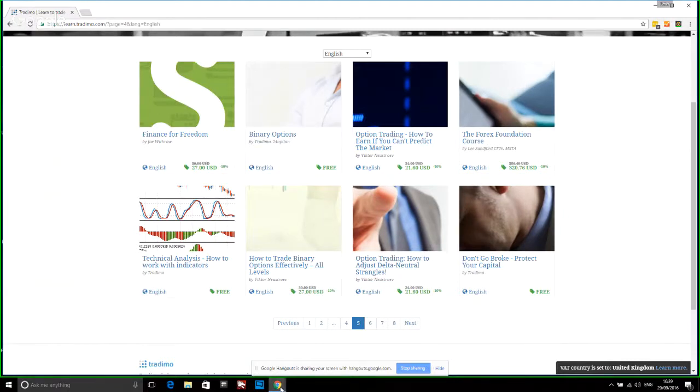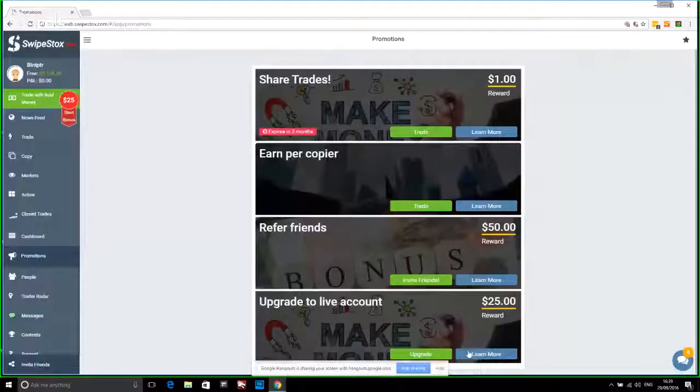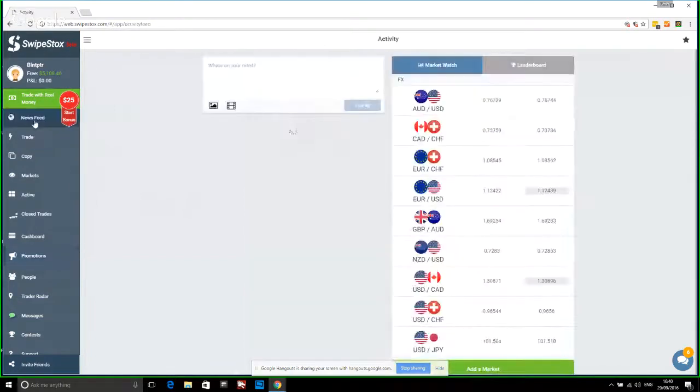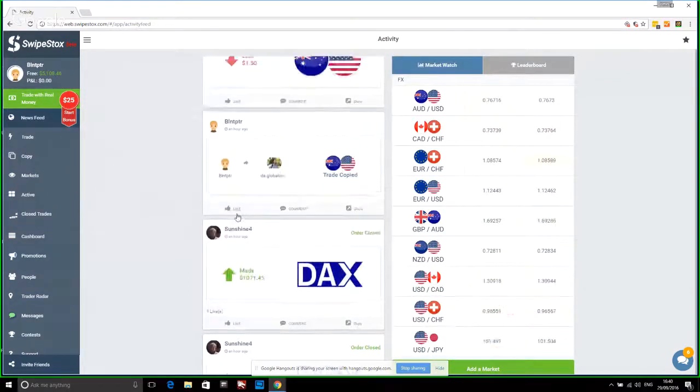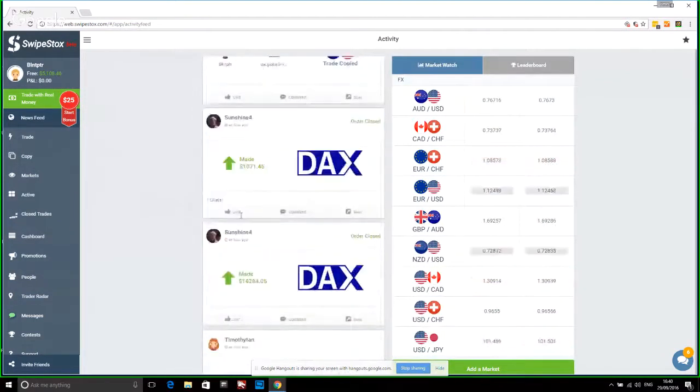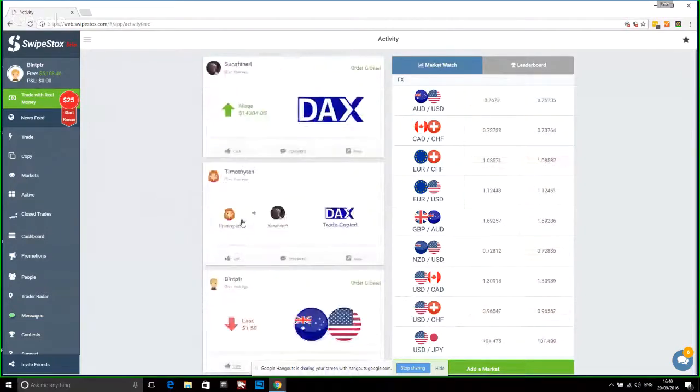So that's out of the way, and let's go back to the platform. We're going to look more closely at how to find trades and how to come up with trade ideas. Let's start here with the news feed. The news feed is where your friends share their trade ideas.